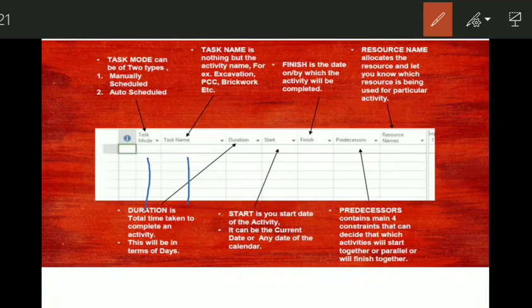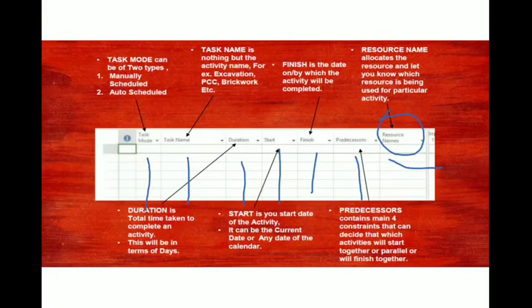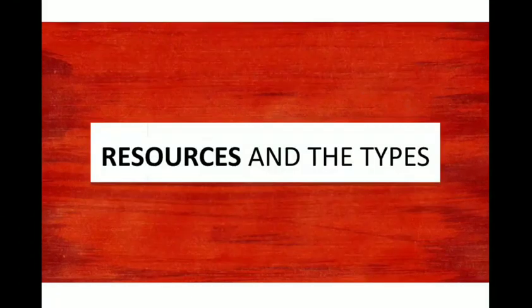Then we have to give the duration. If it is manually scheduled, you have to give the start and finish date of the activity. If it is auto scheduled, the activities will take the date accordingly. Then we have to give the predecessors along with the relationship between them, and then finally it is about the resource name. So today we will be checking how exactly we need to know and feed the resources.